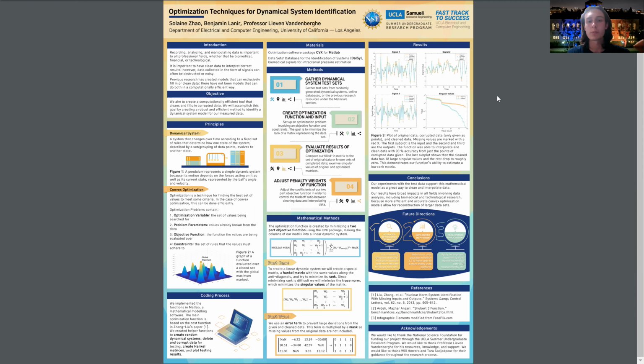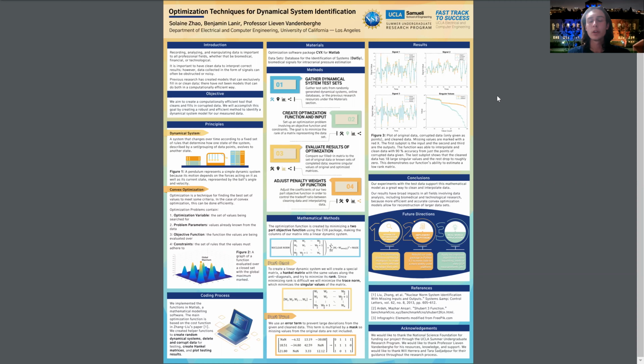Some important things for our project were dynamical systems and convex optimization. Dynamical systems are just systems that change over time based on their current state as well as any forces acting on them. And convex optimization is a technique for finding the best set of values to meet some criteria. In the case of convex optimization, it can be performed efficiently.